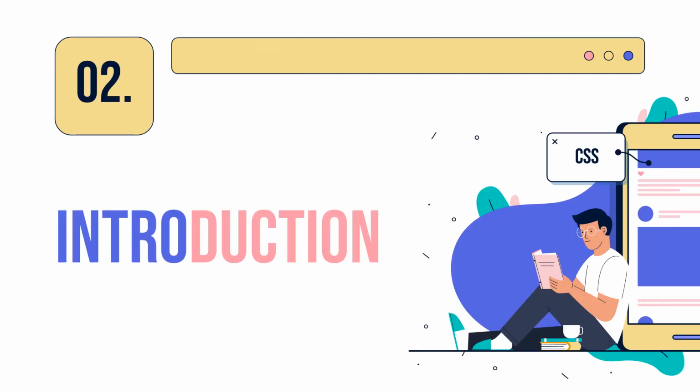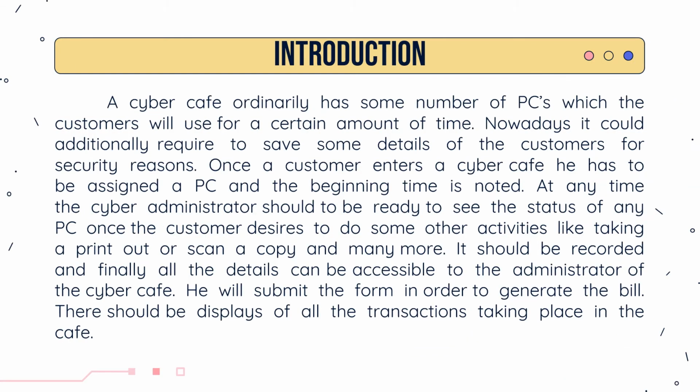For the introduction, a cybercafe ordinarily has a number of PCs which customers will use for a certain amount of time. Nowadays, it could additionally be required to save some details of the customers for security reasons. Once a customer enters a cybercafe, he has to be assigned a PC and the beginning time is noted. At any time, the cyber administrator should be able to see the status of any PC, for example when the customer wants to do other activities like taking a printout or scanning a copy. It should be recorded, and finally all the details can be accessed by the administrator of the cybercafe. He will submit the form in order to generate the bill. All the transactions taking place in the cafe should be displayed.